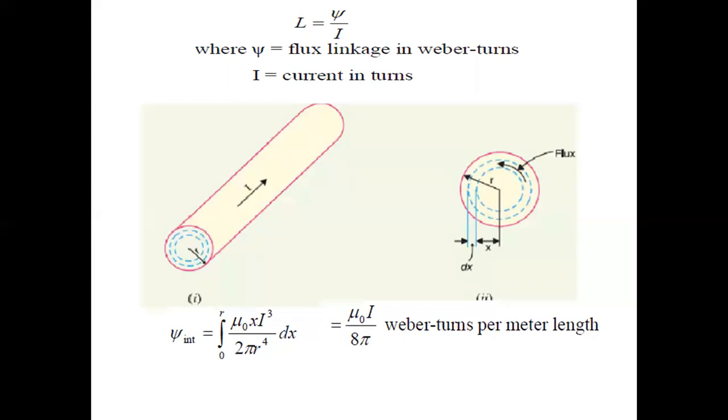The radius of the conductor is r. The current flowing through the conductor is I. The total flux linkage in the conductor is equal to phi. In this one, I take one cross section of this conductor. In this cross section, I will take a small differential area dx. First, I'm going to find the flux linkages for this small differential area dx. So phi internal is equal to the integration from 0 to r of mu naught x I squared divided by 2 pi r to the power 4 into dx. You have to simplify these equations. So that equals mu naught I divided by 8 pi Weber turns per meter length. This is the flux linkage in the conductor due to the internal flux.